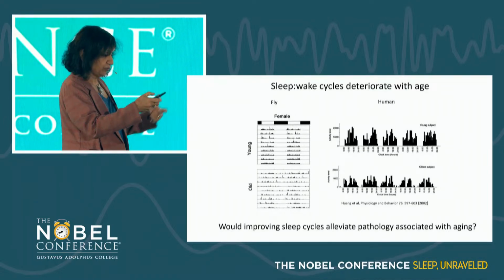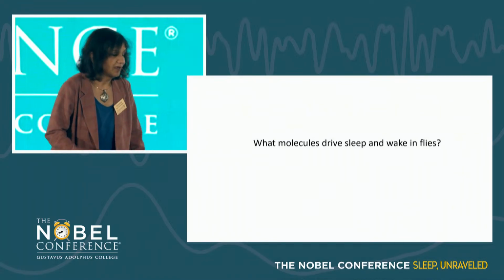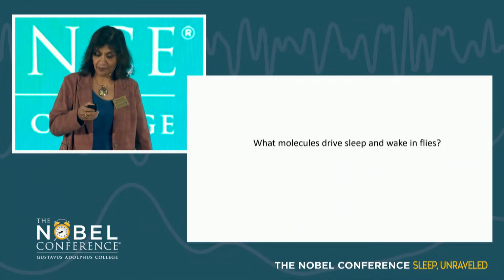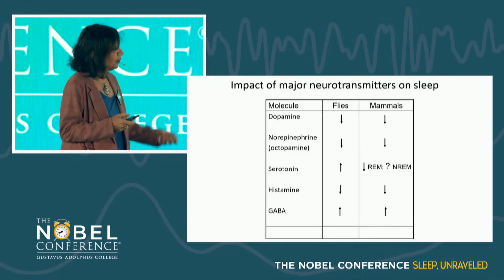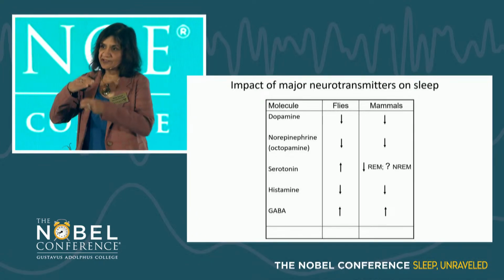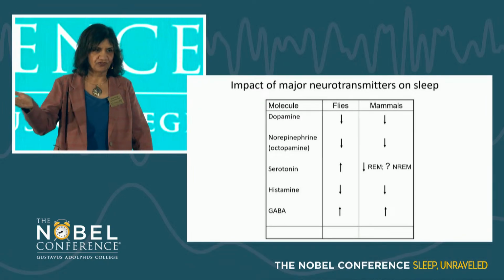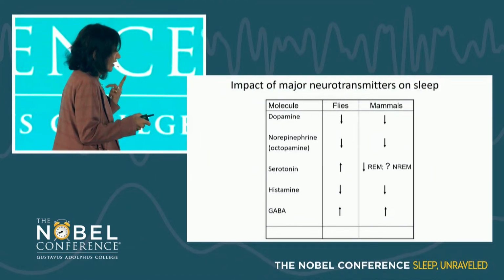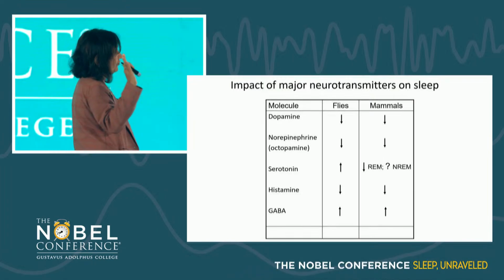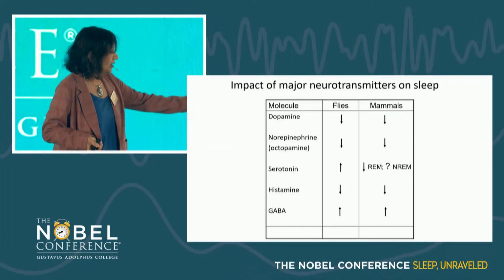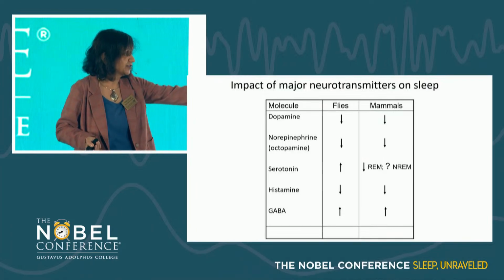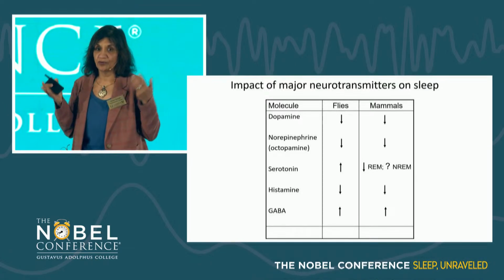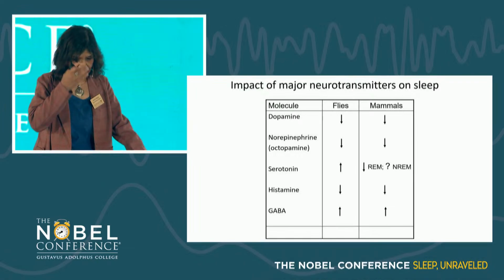So we can look at different parts of the lifespan, but what drives sleep? What molecules are driving sleep and wake in flies? When we first developed the fly model, we looked at the known neuromodulators, the neurotransmitters which neurons use to communicate with each other, to see what effect they had. And I'll point to just two of them here, which are well known to affect sleep. GABA, which increases sleep, and it does so in flies and mammals. Dopamine, which decreases sleep because it promotes arousal. And again, that effect is conserved.